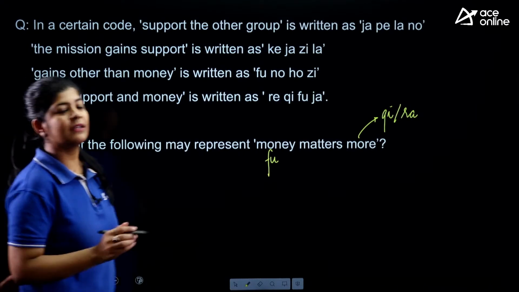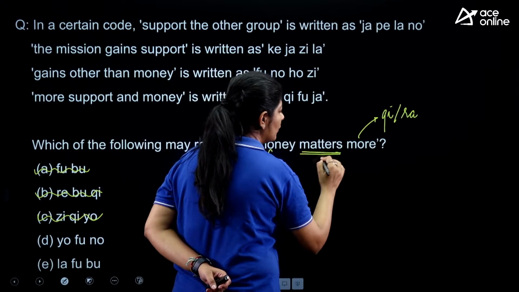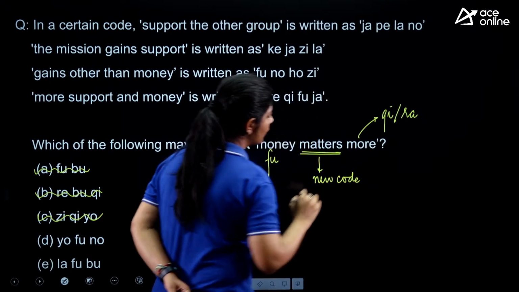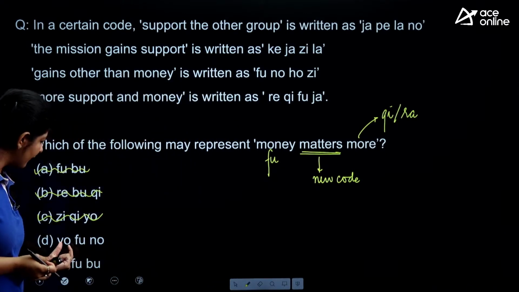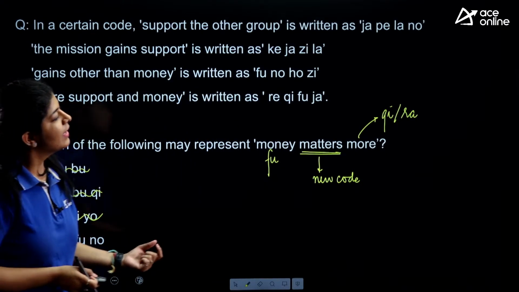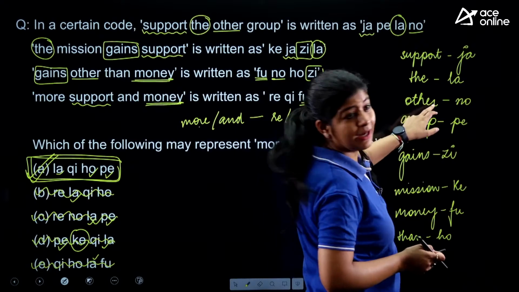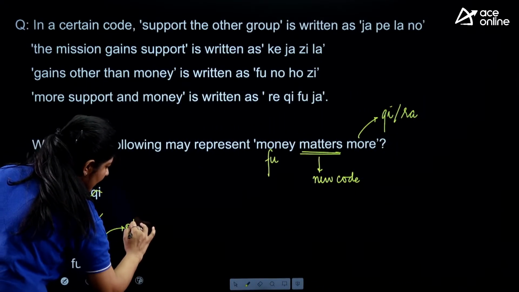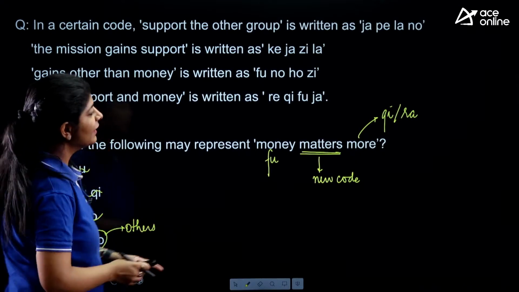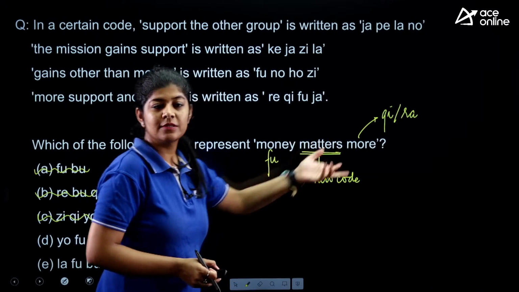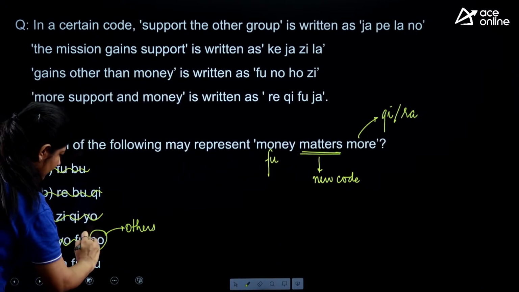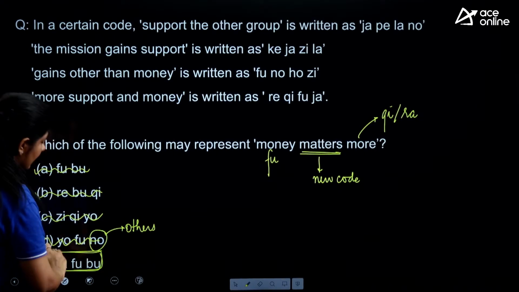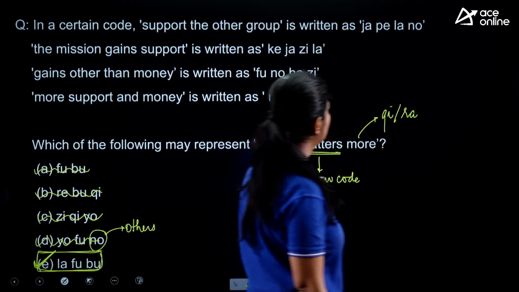Now for matters, as this is a new word, we need a new code over here. Now if you see, here we are having YO or NO, and NO stands for others. This NO stands for others, and here we need a code for money matters more. That means this option is also eliminated, and we will go with our option number E.